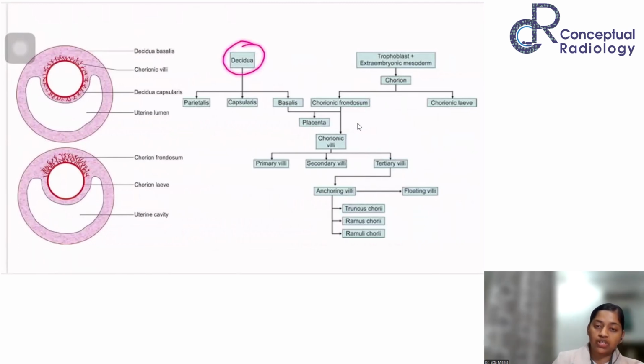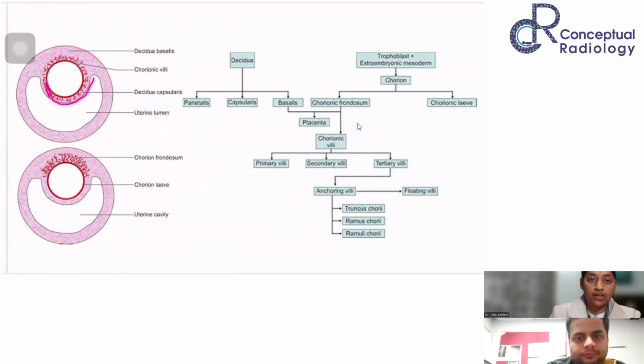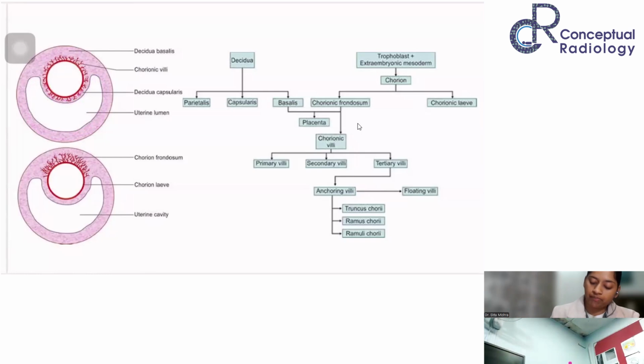So the decidua, which is the maternal part, has three parts. The decidua parietalis, capsularis, and basalis. Okay. So in this image, you can see this part is the decidua basalis, which will contribute in development of placenta. Then we have the decidua capsularis, and this area is the decidua parietalis. So the capsularis and the parietalis will obliterate the uterine lumen eventually as the sac will develop.